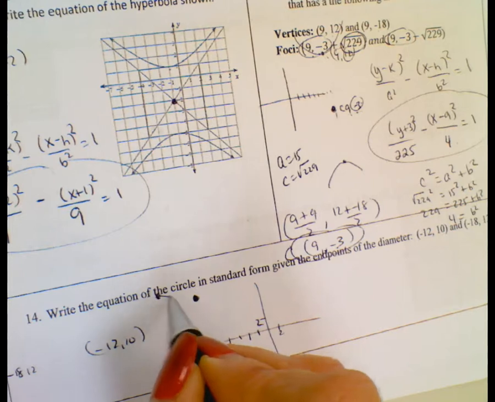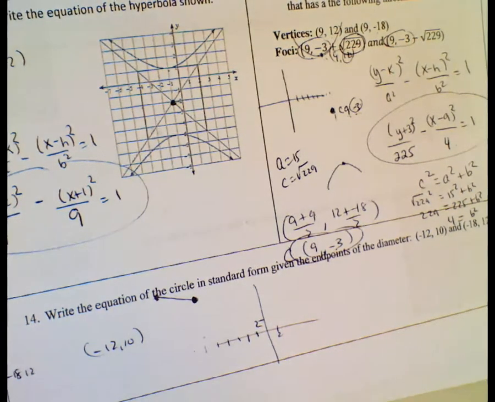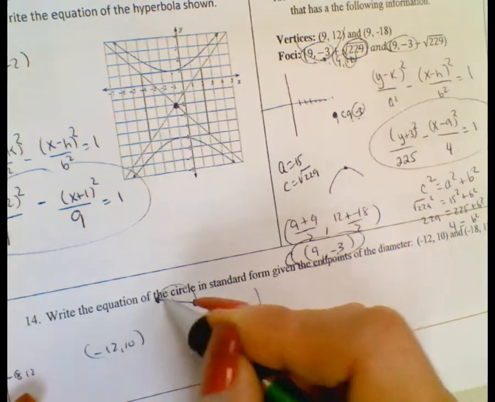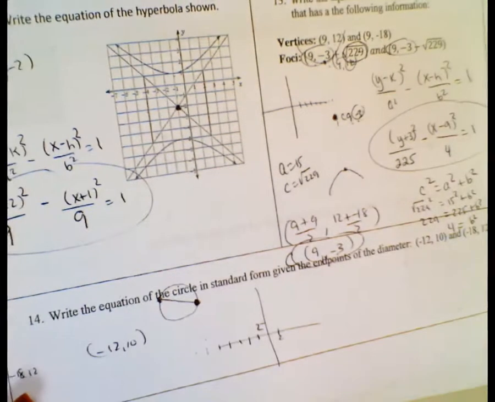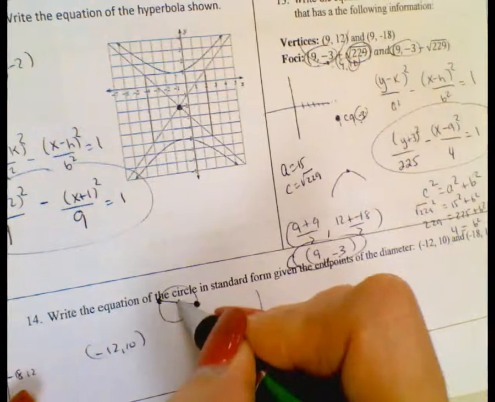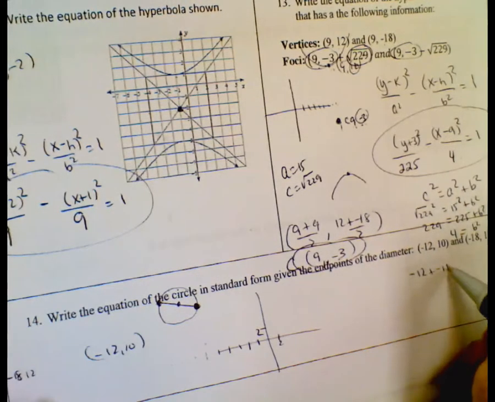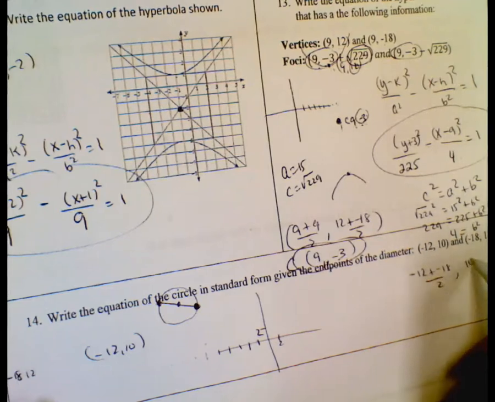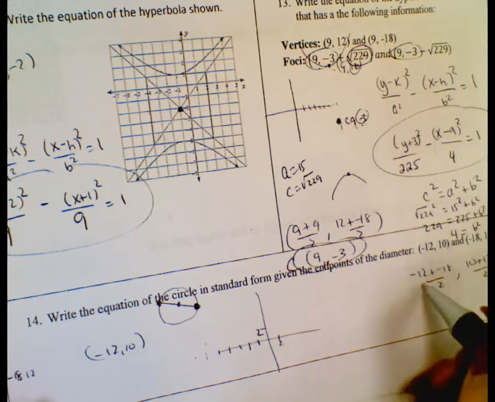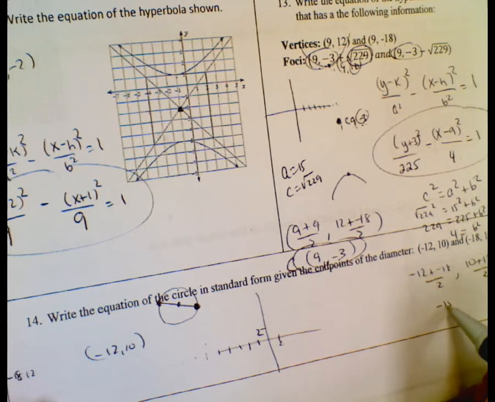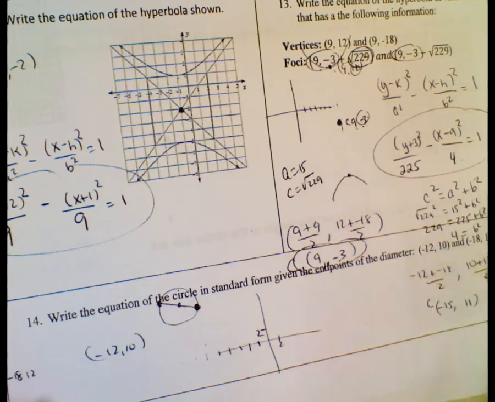These are the endpoints of a diameter of a circle. So your circle is going to look something like this. So the center is the midpoint of these 2 points. So midpoint formula is negative 12 plus negative 18 over 2. 10 plus 12 over 2. That is negative 30 over 2, which is negative 15, and 22 over 2, which is 11. That's the center of the circle.